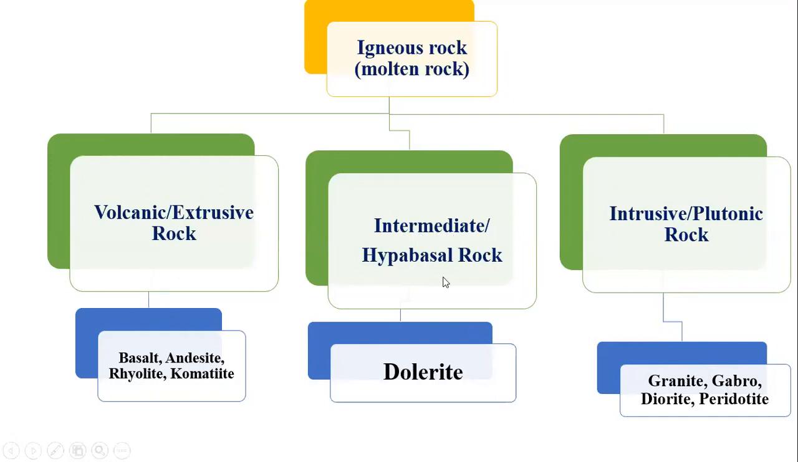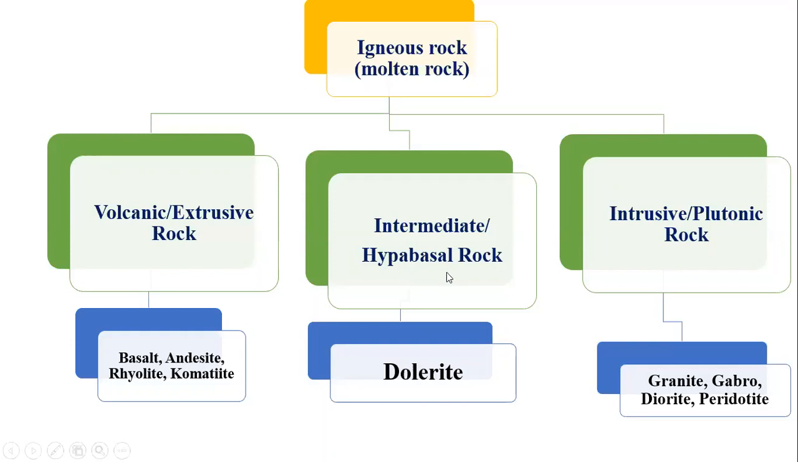What are the intermediate or hypabyssal rocks? They are also called subvolcanic rocks. The intermediate or hypabyssal rocks form at a depth in between the volcanic and plutonic rocks. They form at medium shallow depth, intermediate between the extrusive and intrusive rocks. They are neither formed by the deep-seated plutonic bodies nor from the lava present on the surface of Earth.